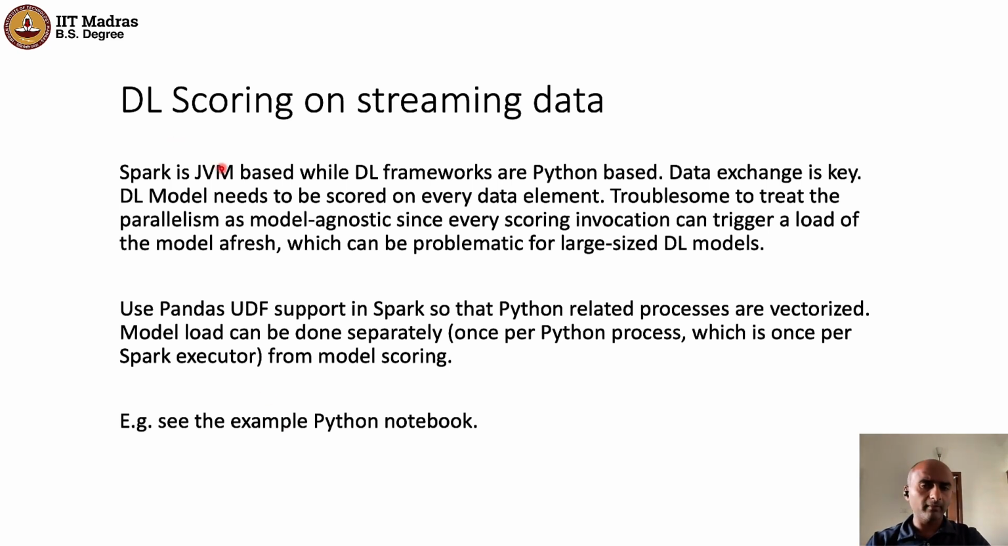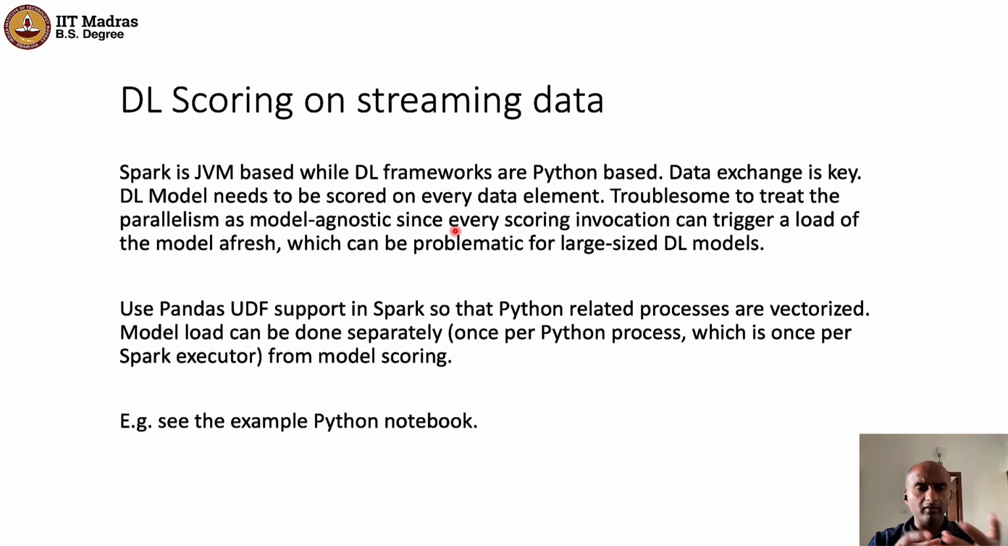Let's take a look at why this problem occurs in a bit, and then we'll take a look at the solution itself. Spark is JVM based. It's a Java based architecture, whereas most of the DL frameworks, in fact all of them that we use typically, are Python based. So the ability to exchange data between the two is key, because we're going from Java to Python. When it comes to batch data, you can take a bunch of data from the JVM and load it into Python using what's called a remote procedure call, or RPC, and you can do the same in the other direction as well.